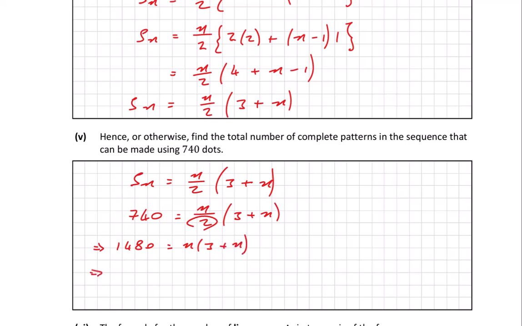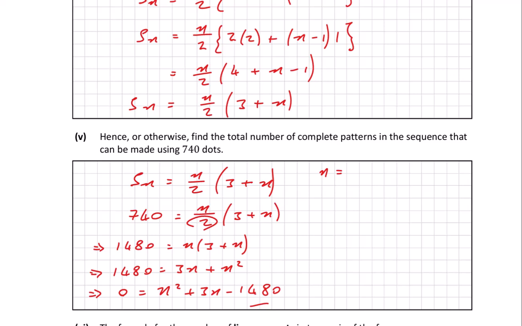So if I multiply out the right hand side, I get 1480 is equal to 3n plus n squared. This is just a quadratic. So I've got n squared plus 3n, and I've subtracted 1480 from each side. So you just got to work out what n is here. Now you can do this by factorizing, but because this number at the end is a bit big, it might be easier to use the quadratic formula.